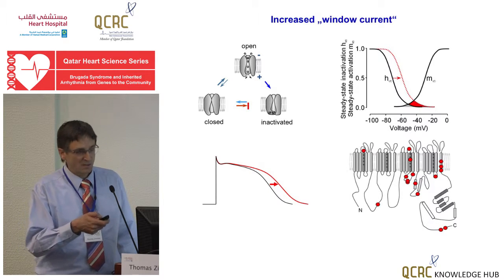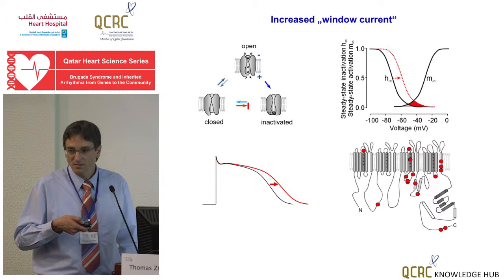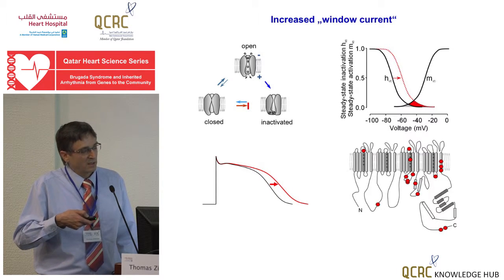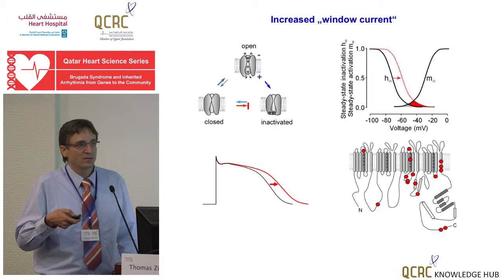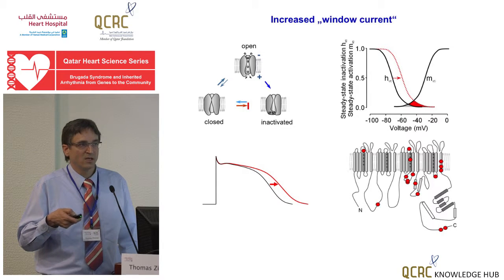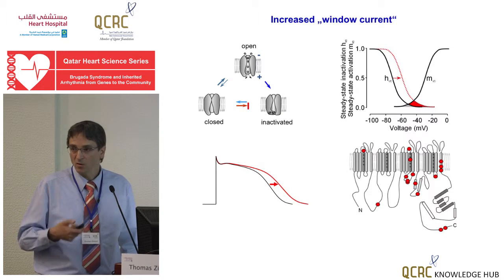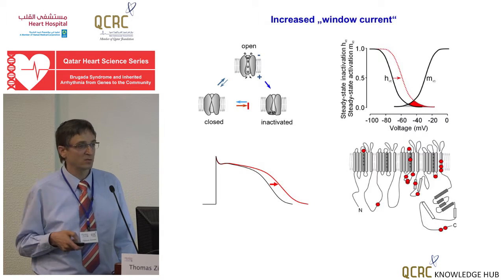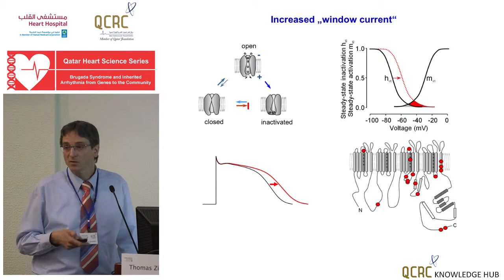And this voltage range is just the voltage range of the repolarization phase, right? So when the membrane repolarizes, you just come down to this value and then the channels are available and they open. So during this phase they are open. A few channels are open, and this causes this action potential prolongation. This is probably a very important mechanism in long QT3.